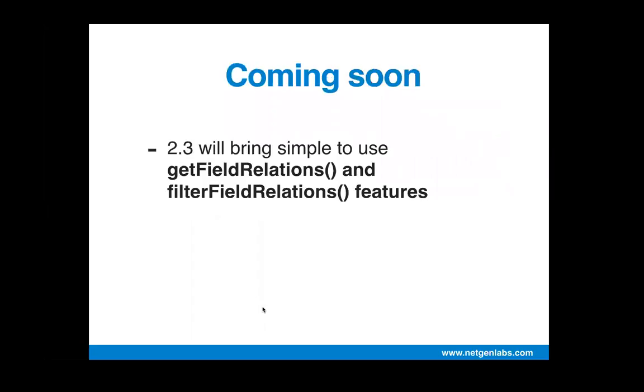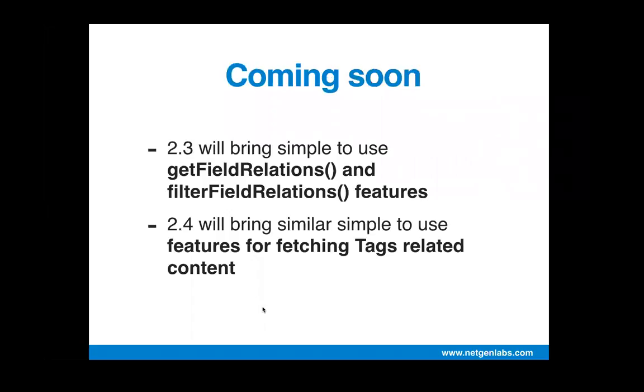relations, really handy. In 2.4, we will do even more advanced things with tags. So it will be possible to fetch objects which are tagged with the same tag with a very simple function, very similar to get field relations. By the way, I think 2.3 will be released next week or something like that.